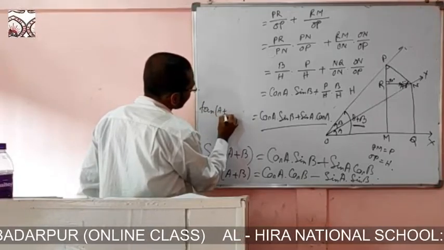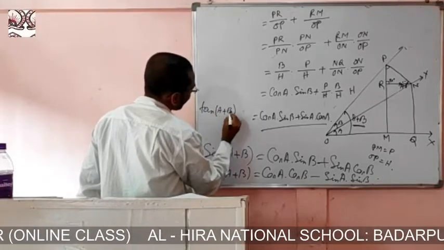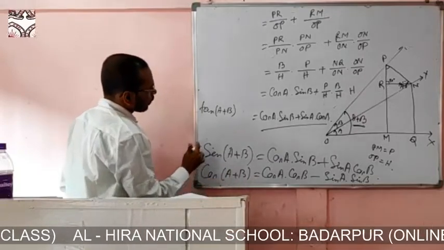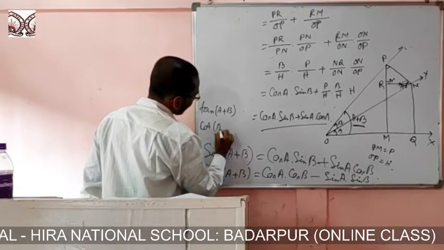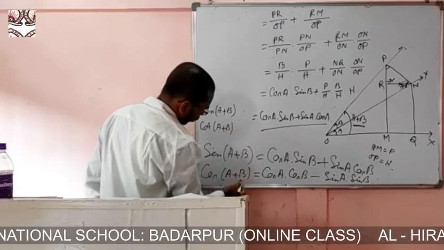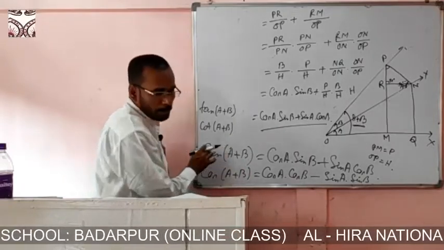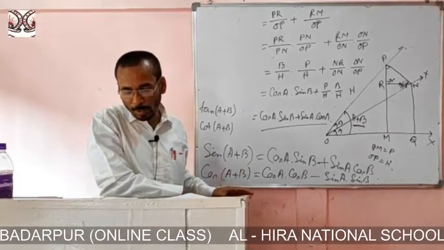Tan a plus b formula you will get by dividing sin a plus b by cos a plus b, and cot a plus b formula you will get by dividing cos a plus b by sin a plus b. Like this you will get 4 formulas.